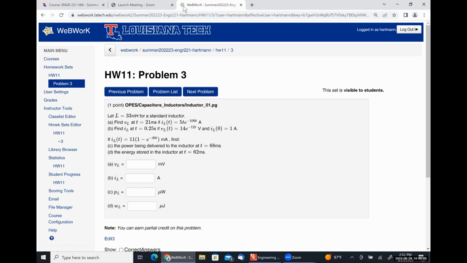be able to take the derivative of it in order to find the voltage, and then simply plug stuff in to get the energy storage one. So that one's pretty straightforward as well.